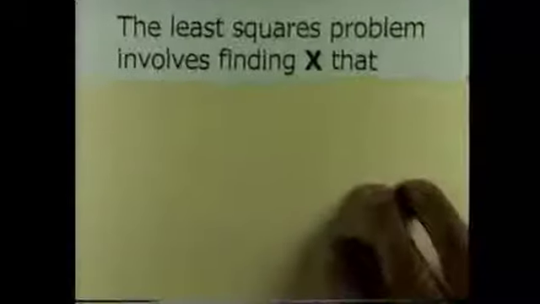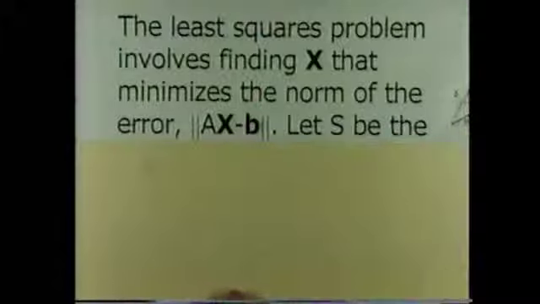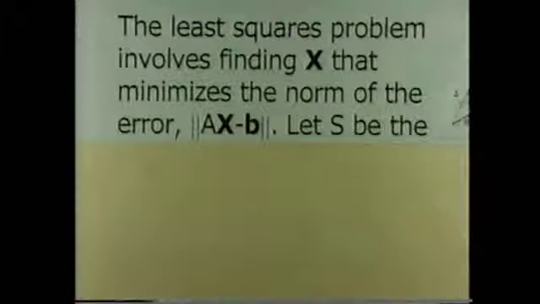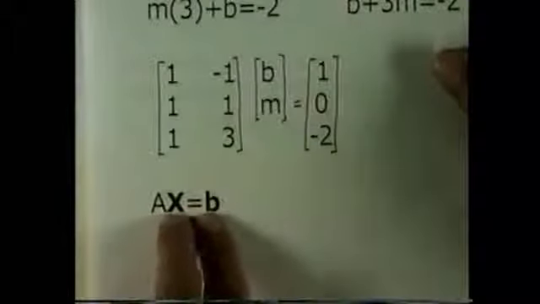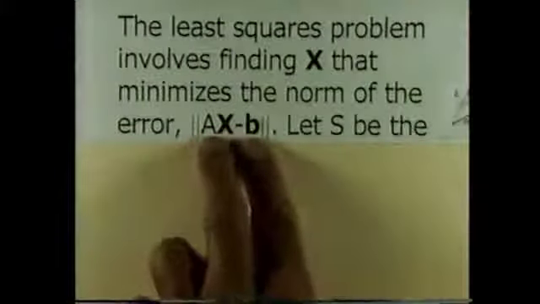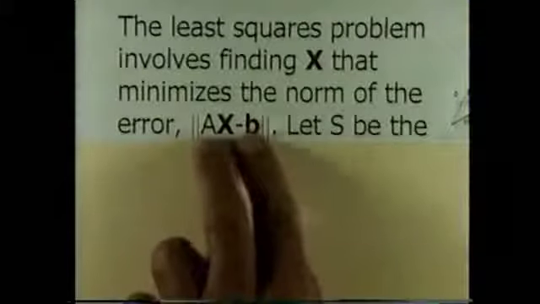The least squares problem involves finding x that minimizes the norm of the error. Now, if we're trying to solve Ax = b, then the error is going to be Ax minus b. So what we want to do is to minimize the length of the error, or the norm of the error.